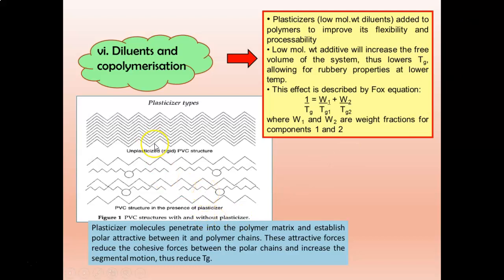This one is the structure for unplasticized PVC, and this one is the structure in the presence of plasticizer. So in the presence of the plasticizer, the circle here is a free volume created in between the structure, hence making the polymer move easily. Hence we increase the free volume, increase the mobility, and we reduce the Tg.